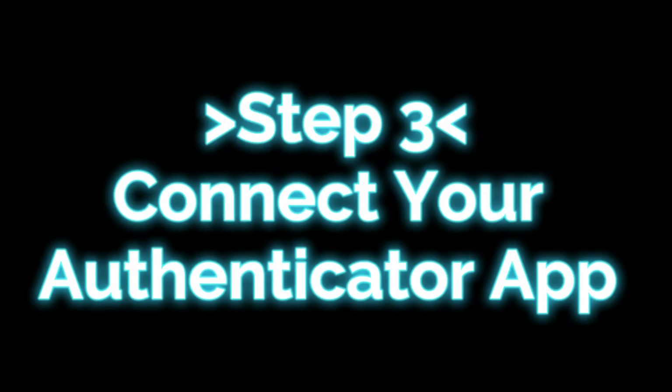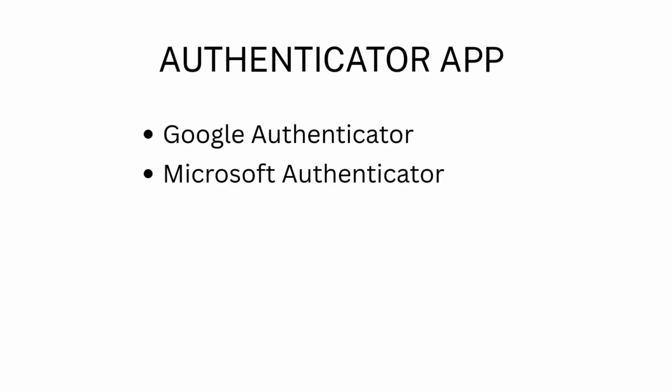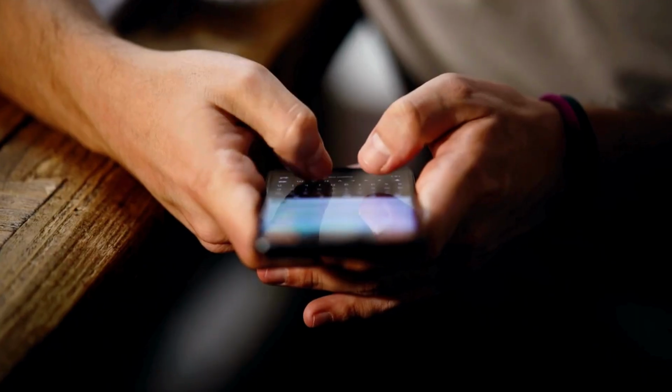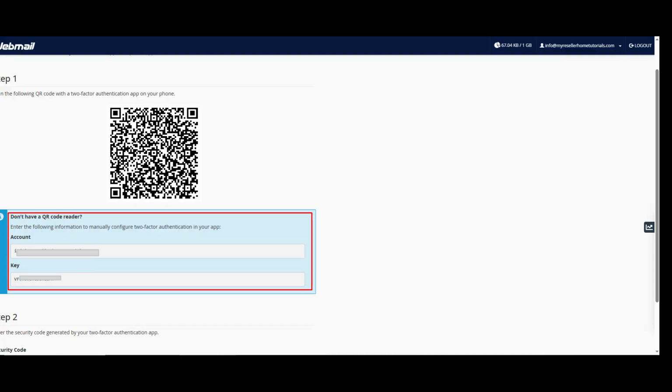Step 3. Connect your Authenticator app. A QR code will now appear on your screen. Open your preferred Authenticator app on your smartphone, such as Google Authenticator, Microsoft Authenticator, or Duo Mobile. Use the app to scan the QR code displayed in Webmail. If you're unable to scan the code, you can manually add the account by entering the provided account details and security key into your Authenticator app.